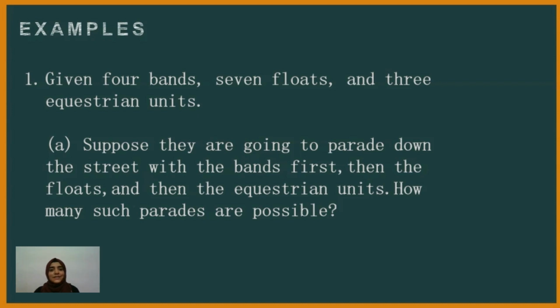Given four bands, seven floats, and three equestrian units, suppose they are going to parade down the street with the bands first, then the floats, and then the equestrian units. How many such parades are possible?